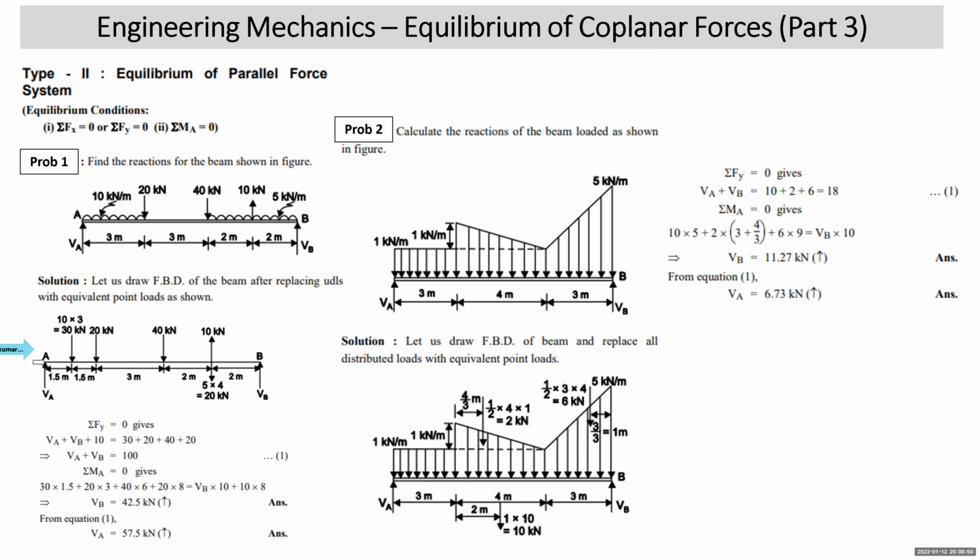So 30 into 1.5 will give clockwise moment about A. 20 into 3 will give clockwise moment about A. 40 into 6 will give clockwise moment. And 20 into 8 will also give clockwise. So I have written clockwise moments on the left side and anti-clockwise moments on the right side. There is only one unknown, that is VB, arrived at 42.5 kilonewton upward. Substitute the value of VB in equation number 1. You'll get the value of VA, that is 57.5 kilonewton. This way the reactions are arrived at.